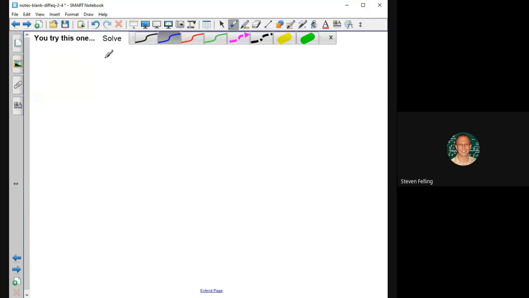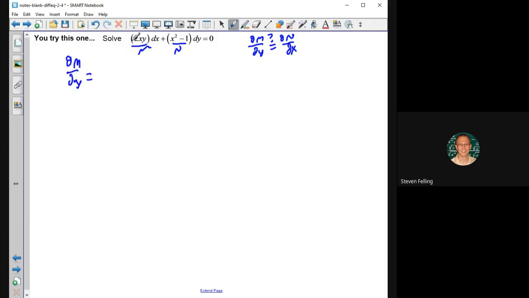All right, this is already in the form that we need. So we need to check to see whether or not this is M, this is N. So we need to see whether dM/dy is equal to dN/dx. Is this true? So what's dM/dy? The partial derivative of this with respect to y is 2x. And what is dN/dx? That's also 2x. So yeah, this is exact.